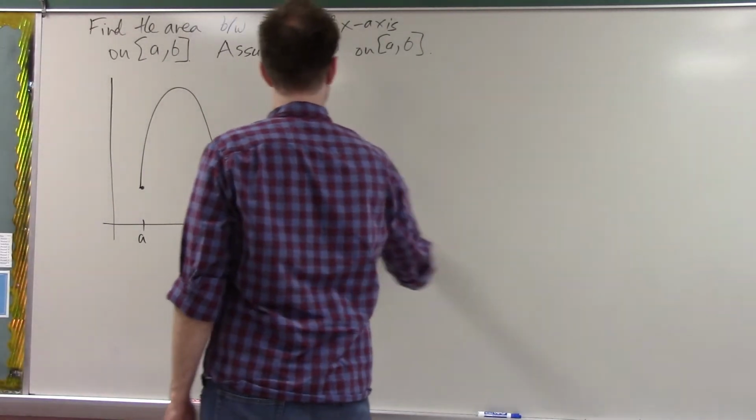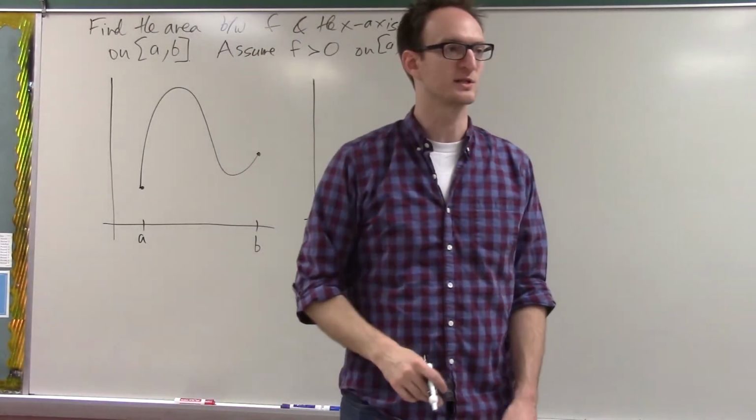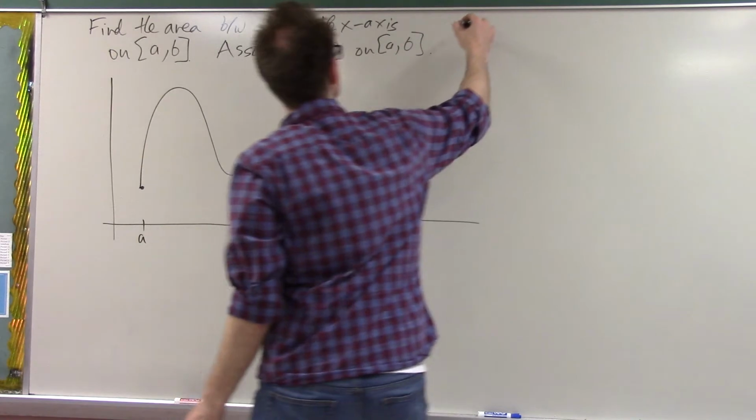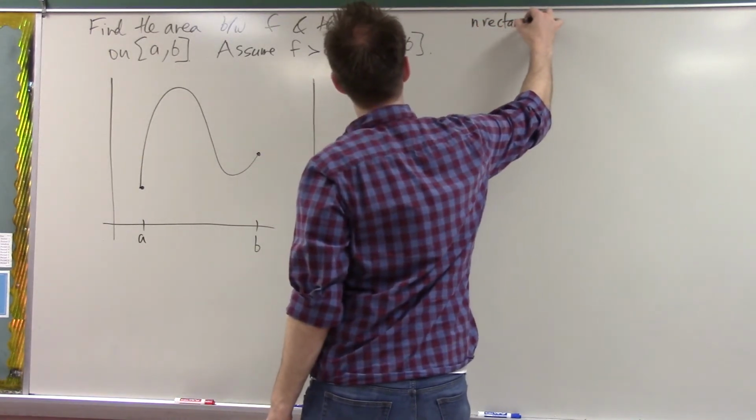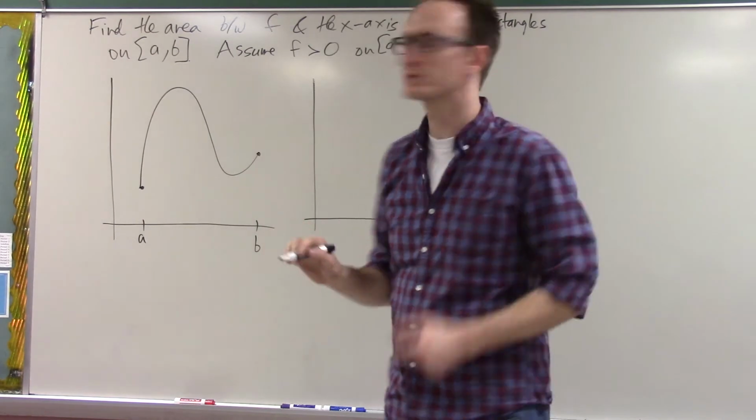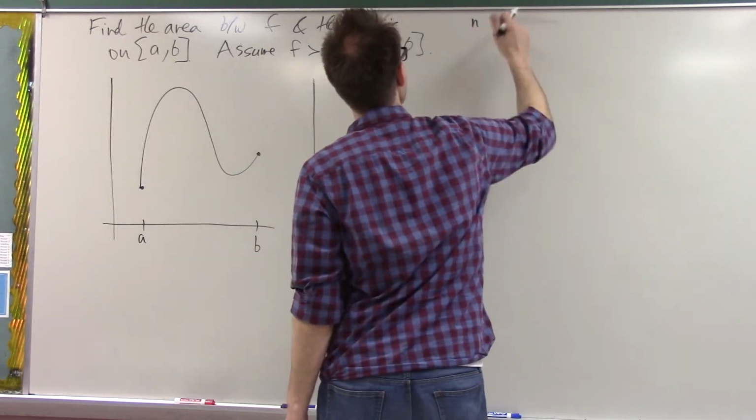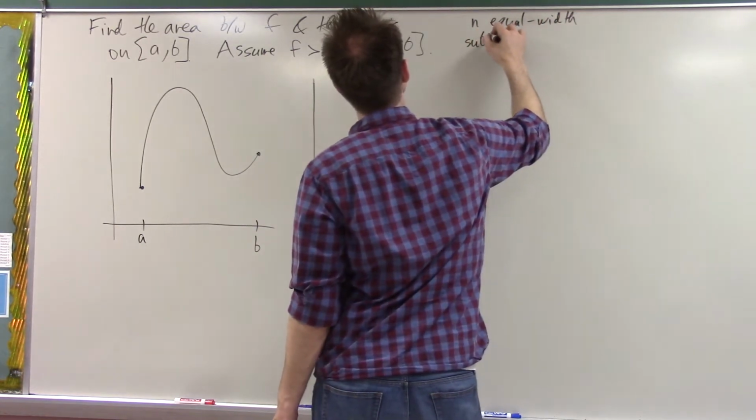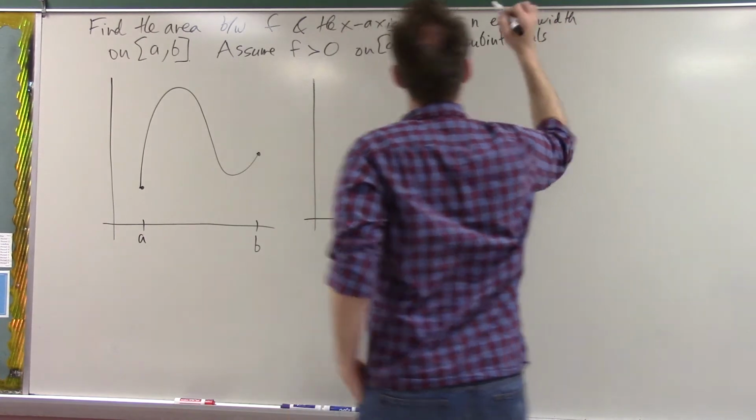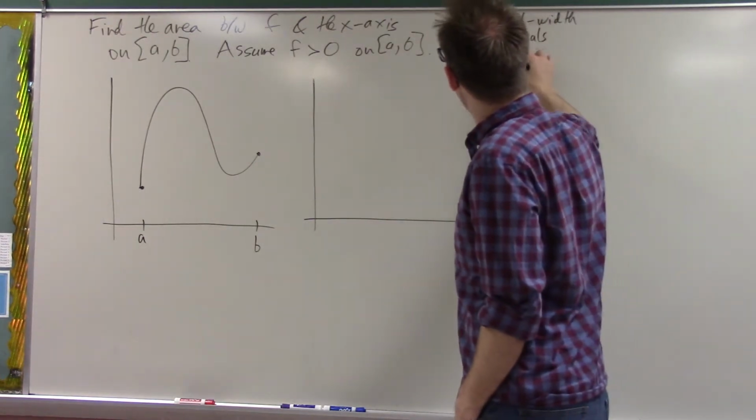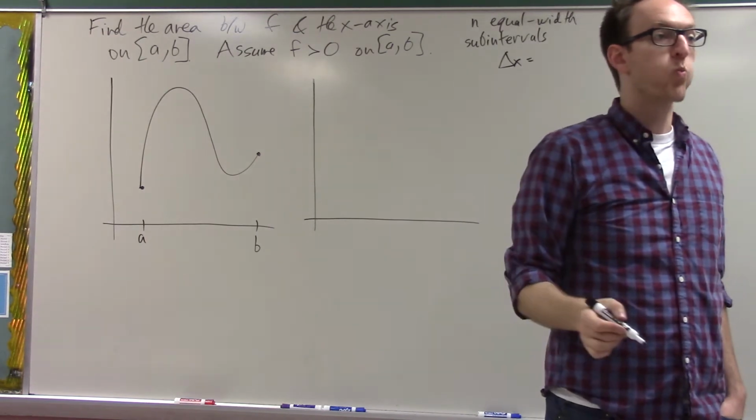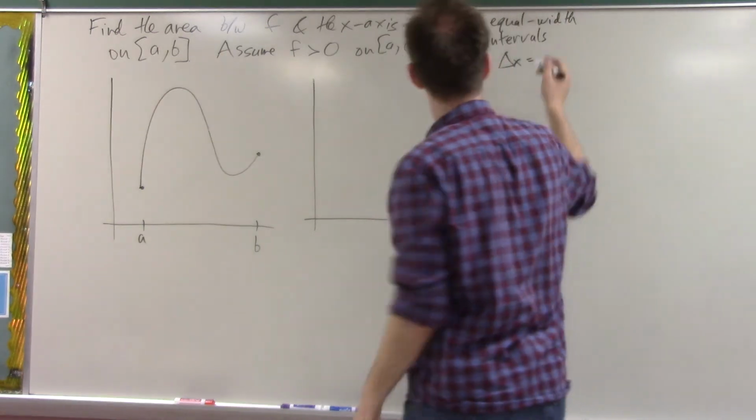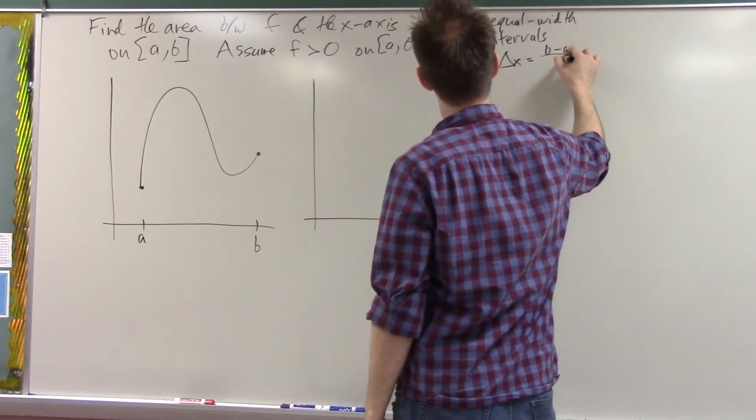And now, what are our options for doing this? Let's talk it out. How many rectangles are we going to use? N. So let's use n rectangles, and let's also assume equal width subintervals. In that case, what is delta x, the width of each subinterval? It's b minus a over n. If we're going from a to b, then b minus a is the total width, and then we divide by n. Okay, cool.